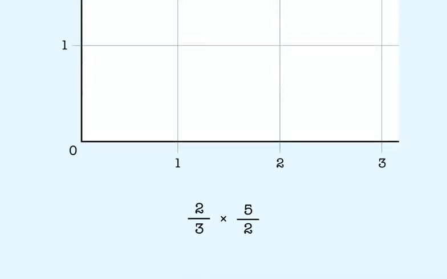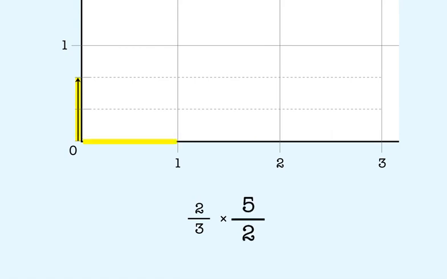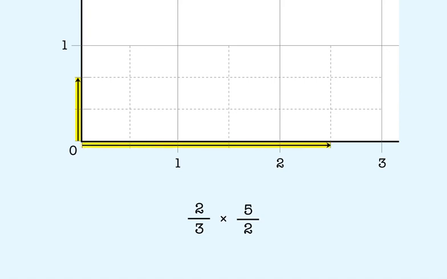Here's another example. We can show the problem in an array. We will show 2/3 on this side, so we divide the whole units into thirds and count up 2/3. We will show the second fraction, 5/2, on this side, so we divide the whole units into halves and count up 5/2. The array for our problem looks like this.